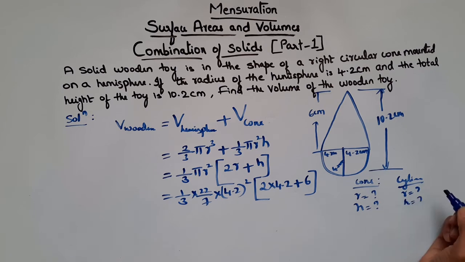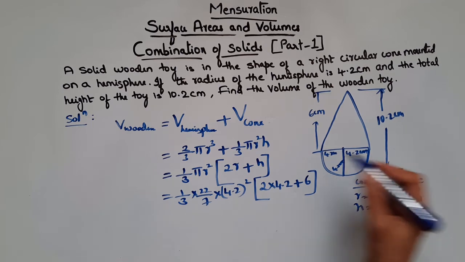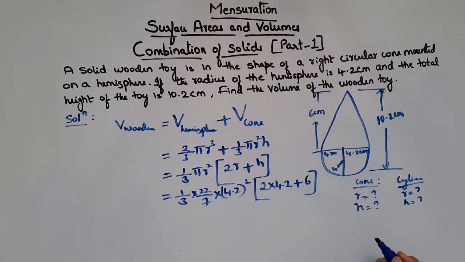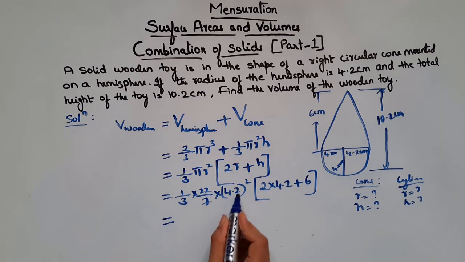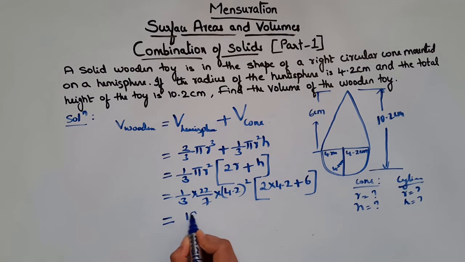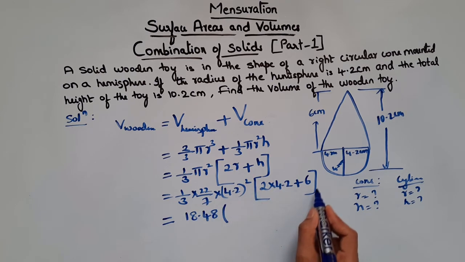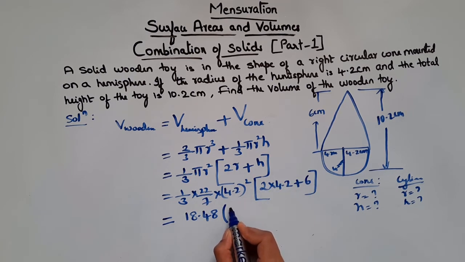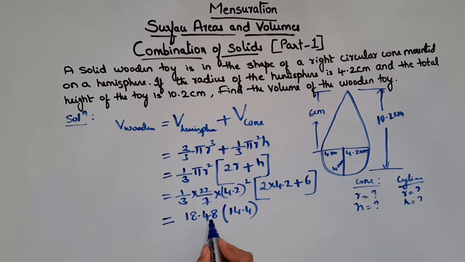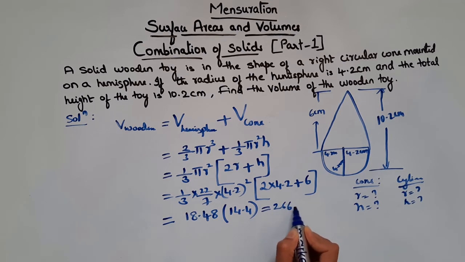So this you can write in before starting the problem. So while substituting, it will be easy for you. So let's continue. When you simplify this, it will give you 18.48, and when you simplify this term, it will give you 14.4. So 18.48 into 14.4 will give you 266.11. So this is the volume.